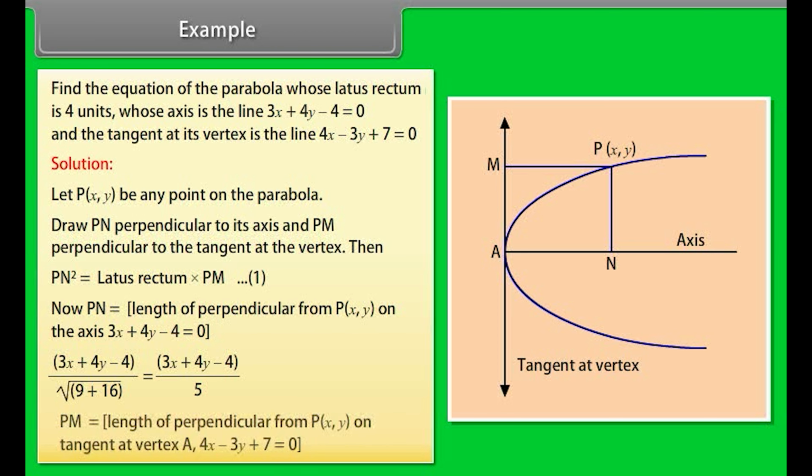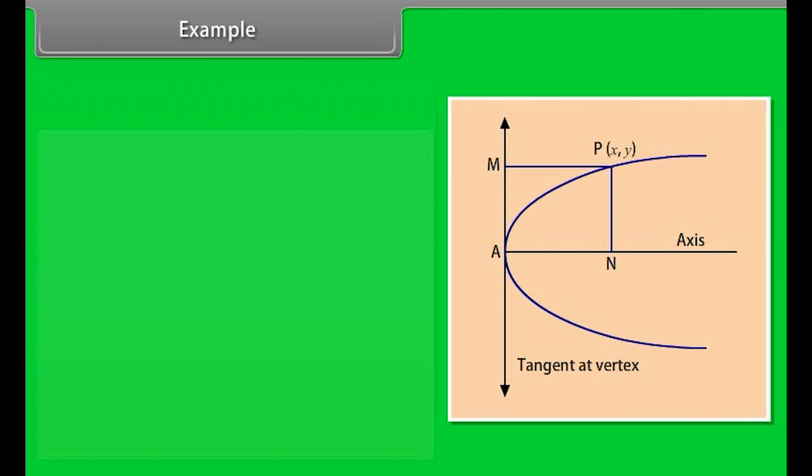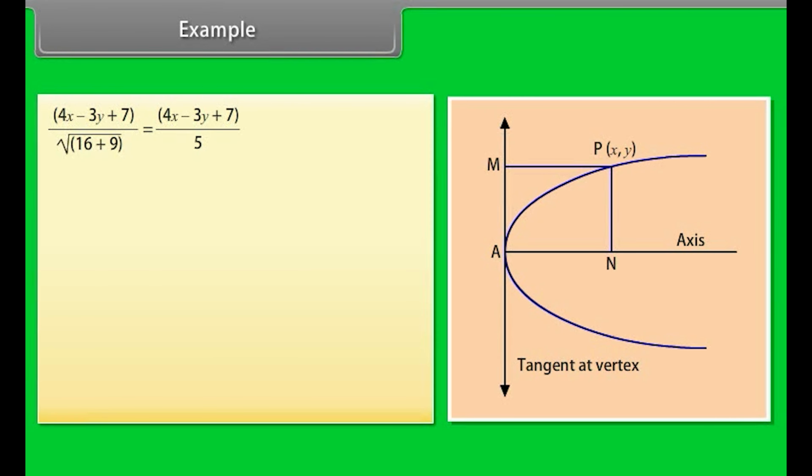That is equal to (3x plus 4y minus 4) upon 5. PM is equal to the length of the perpendicular from P(x, y) on the tangent at vertex A, 4x minus 3y plus 7 is equal to 0, which is (4x minus 3y plus 7) upon under root 16 plus 9, equal to (4x minus 3y plus 7) upon 5. Latus rectum is equal to 4.